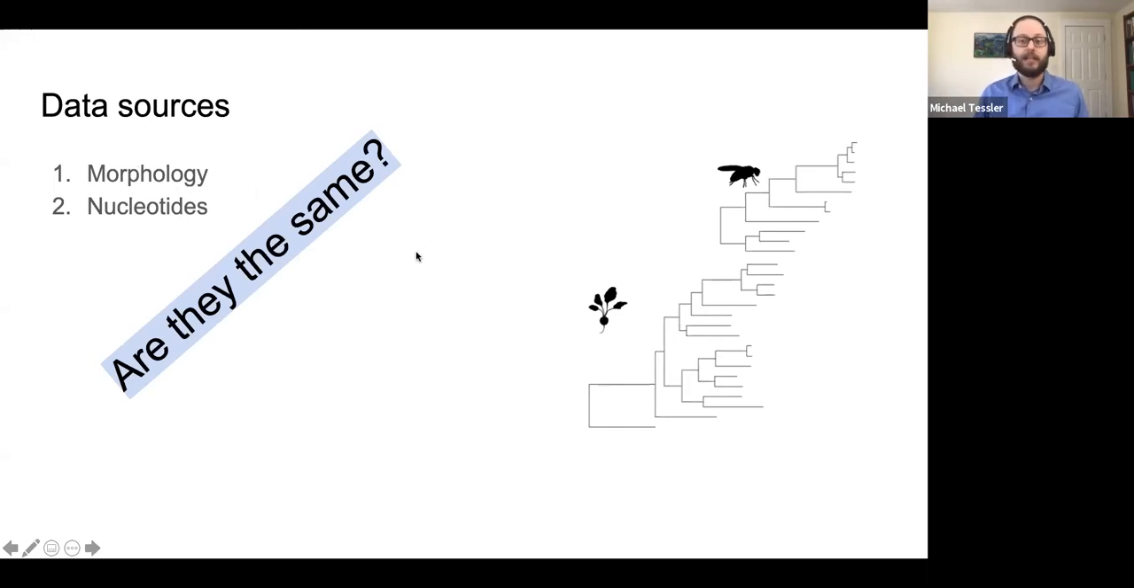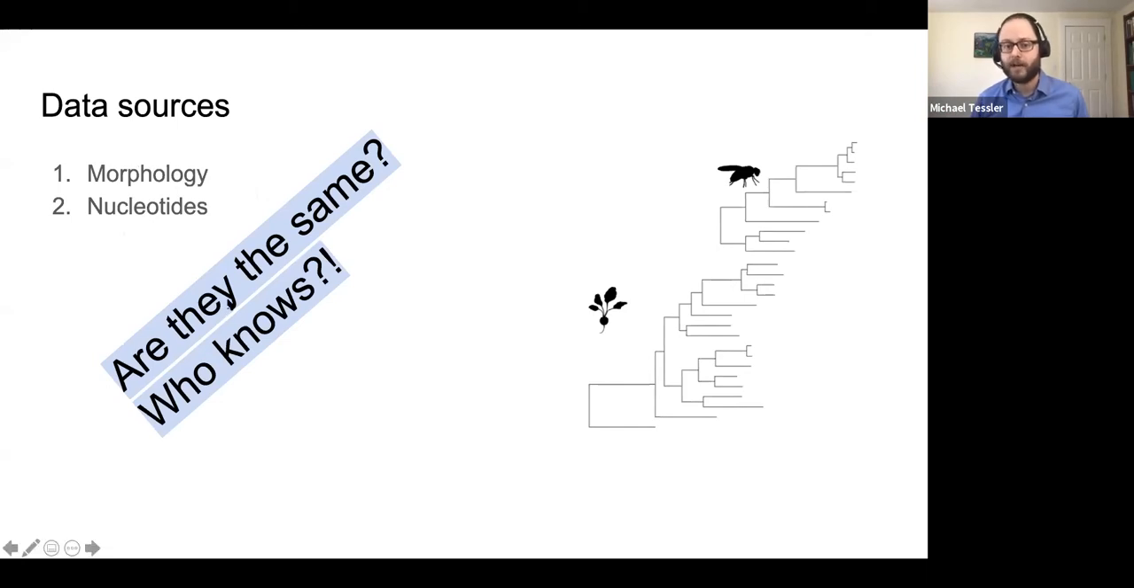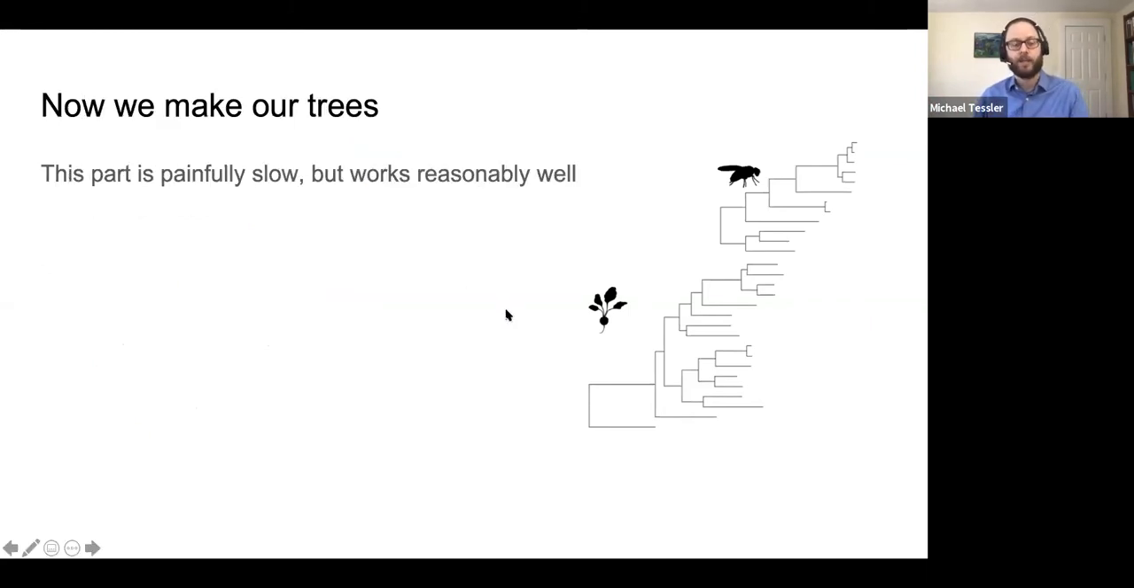Are they the same? Do they give the same results? What's going on there? Who knows? I don't know. Again, people have really not brought these two worlds together all that much, which is too bad, because there's a lot to be learned by these broad strokes you can get from morphology, as opposed to nucleotides and amino acids that are much finer scale resolution.